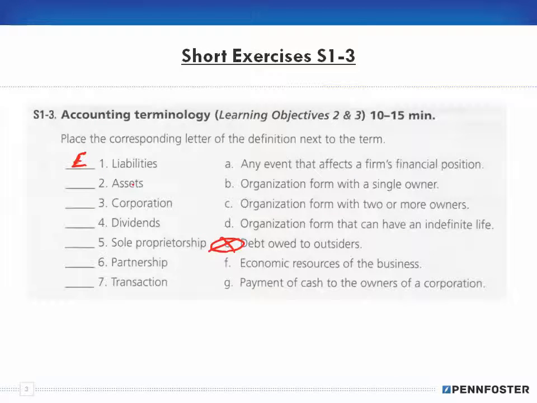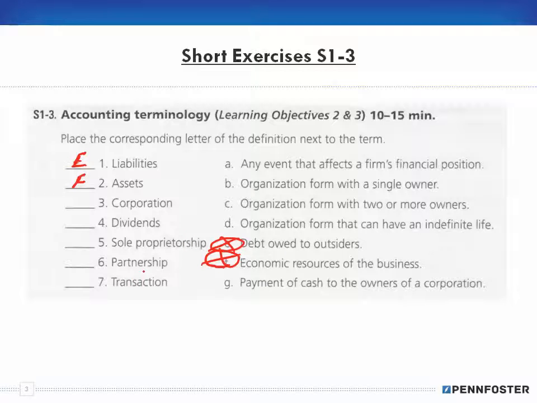An asset is something we own. Well, economic resources of the business. Economic resources is something that we own. So that would be F.